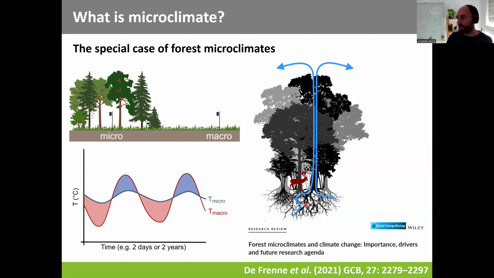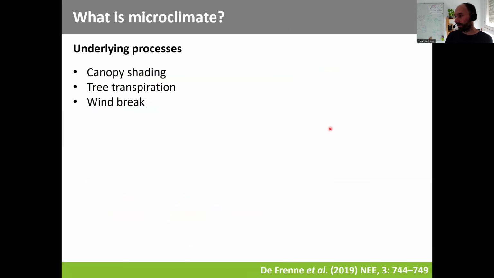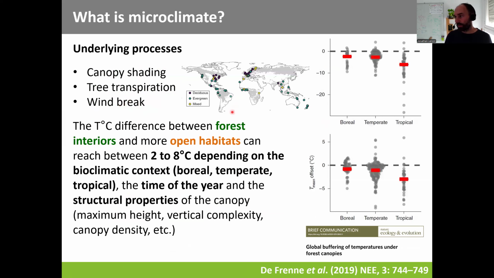And this buffering is due mostly to several processes. One is the physiological process, which is due to tree transpiration, the water going through the roots of the tree and towards the atmosphere, and will cool down during the summer the temperature inside the understory. And there are other underlying processes, of course, like canopy shading, but also windbreak. But tree transpiration is one of the main processes during the vegetation season, for instance. And so these processes will affect the temperature inside the forest, and the difference can reach more than 2 degrees and up to 8 degrees, depending on which bioclimatic context you are talking about.